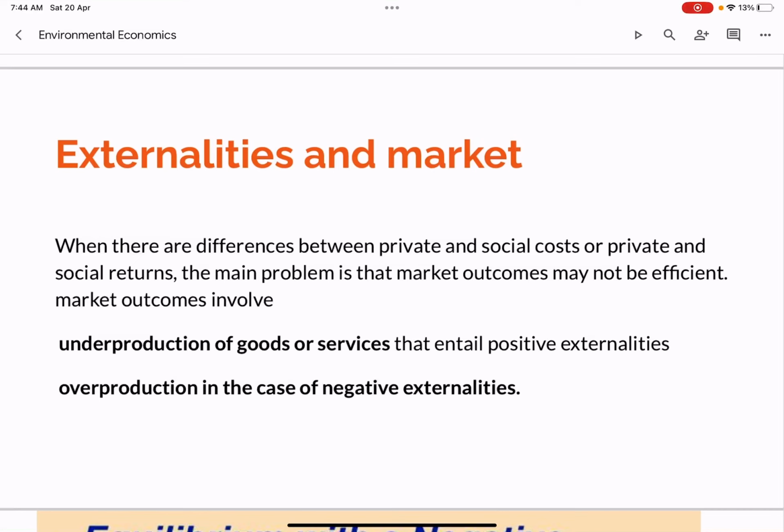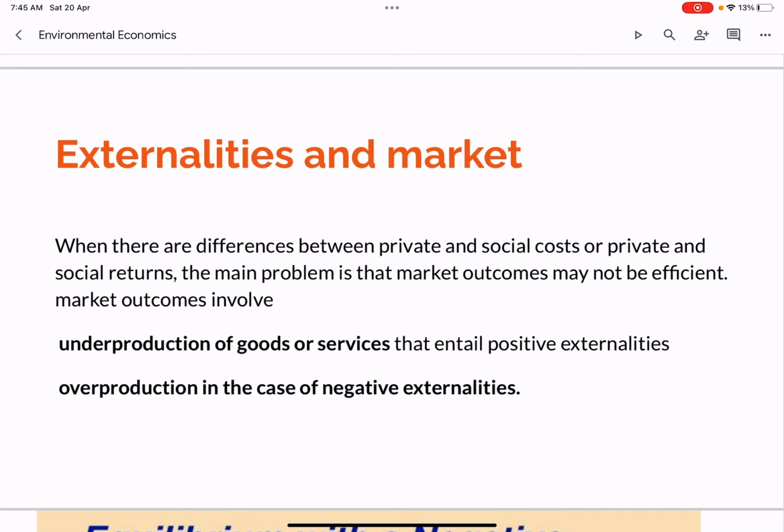So, hi friends, we were discussing how the market behaves in the presence of externalities, and we said that whenever there is a difference between the private cost and the social cost, or private benefit and the social benefit, the market outcomes may not be efficient, right? We also said that the market outcomes would involve underproduction of goods or services, as we had taken an example of vaccines. A market outcome would be an underproduction of vaccines because those are giving us positive externalities.